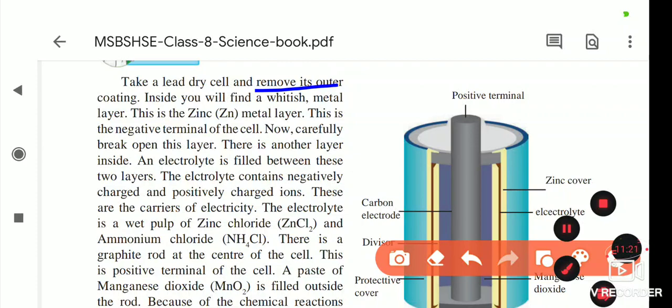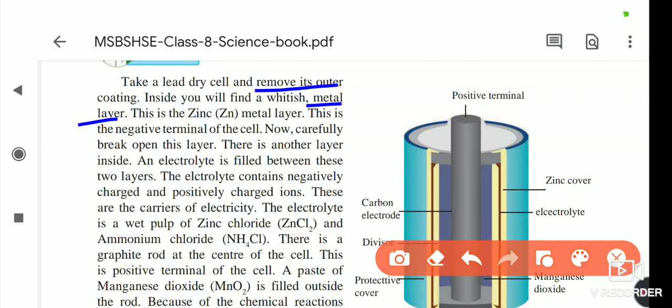Inside you will find a whitish metal layer. Okay, a whitish metal layer, and this is the zinc metal layer. This is a zinc cover, shown in the picture here. It is the zinc layer. This zinc cover is the negative terminal of the cell.